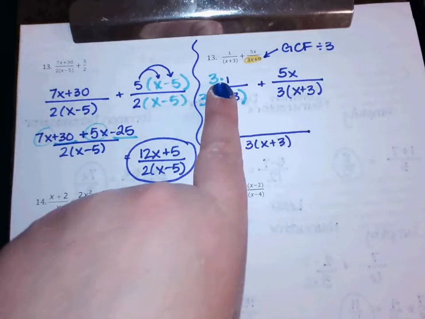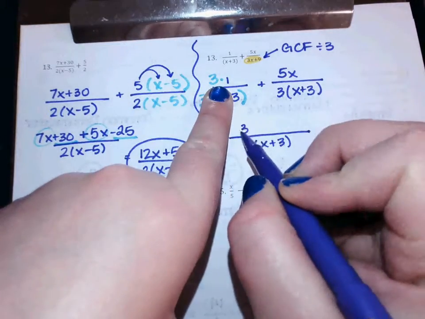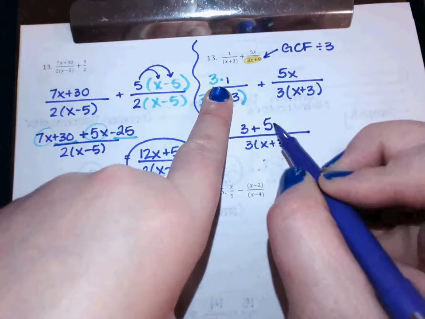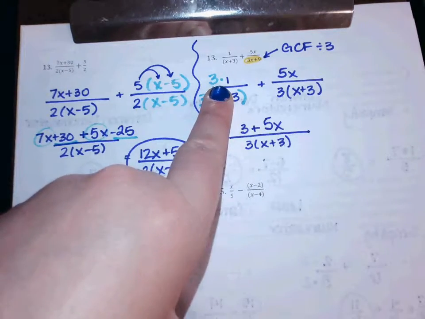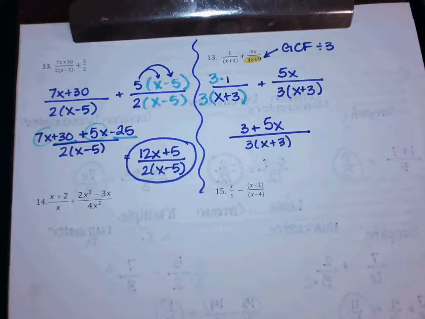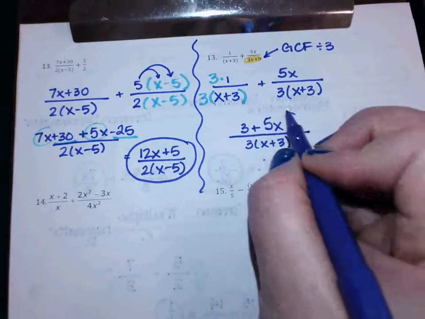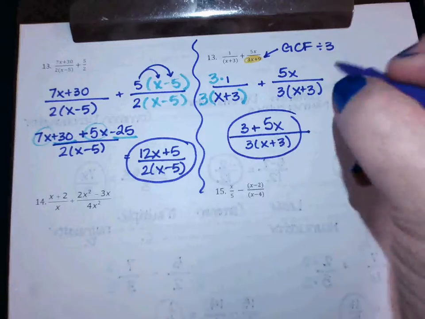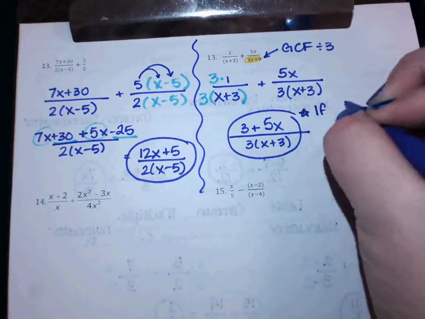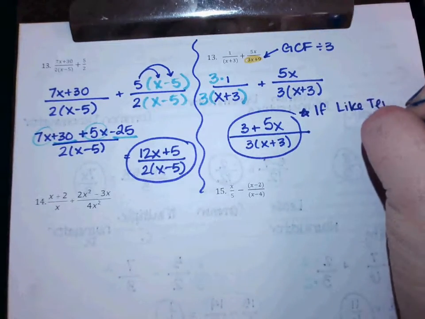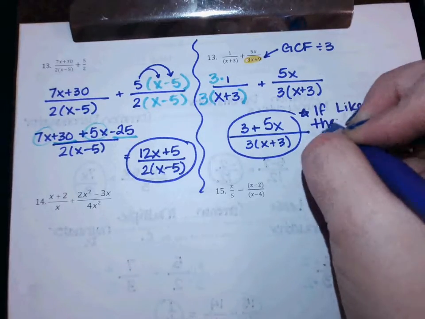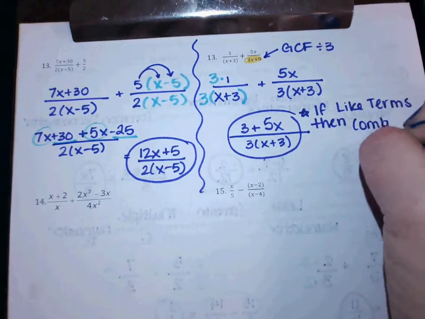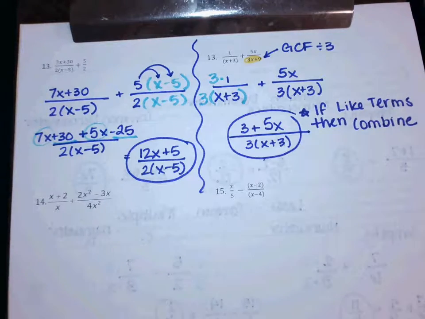So what is 3 times 1 here? 3 plus, over here, 5x. Now, remember, for adding and subtracting, you can only do like terms. Are 3 and 5x like terms? No, because the 3 doesn't have an x, right? So you're done. Okay, so I'll put a little star here. If like terms, then combine. Okay, but since 3 and 5x are not like terms, I don't have to worry about that there.